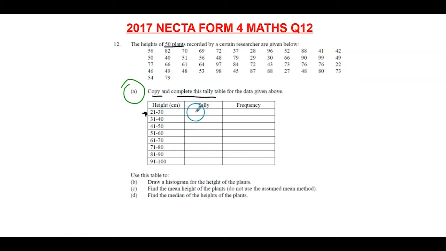So how do we do tally? Well, they are just little marks that you put as you go along. I would advise you to go downwards instead of going this way, because there is a chance you might make some mistakes. So we start with 56. Where will 56 go? Well, this class here. So we just put a mark.